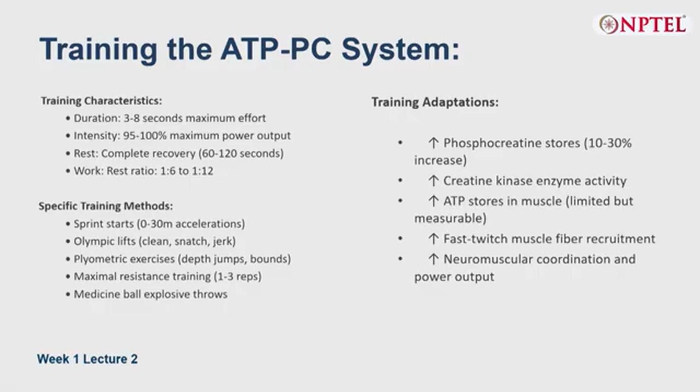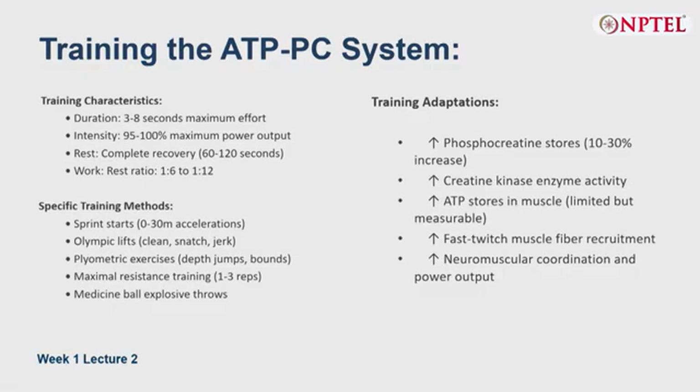Specific training methods: sprint starts, 0 to 30 second acceleration, Olympic lifts like clean, snatch, and jerk, and plyometric exercises like depth jumps and bounces, which can improve explosive power. Maximum resistance training of 1 to 3 repetitions, because when the repetition number is less, our focus goes to developing power and explosive power. Then medicine ball and explosive throws. So these are the specific training methods.